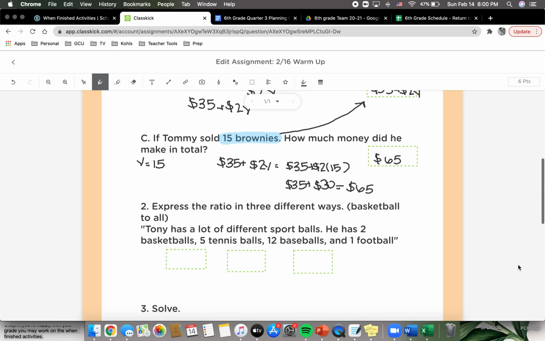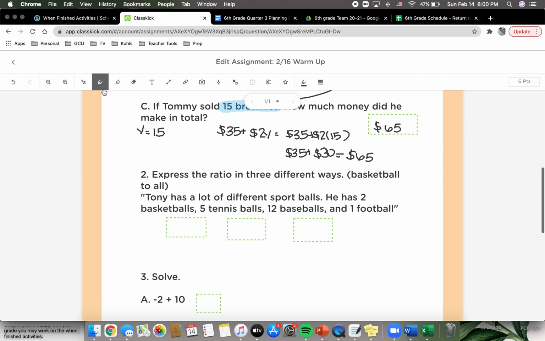Moving on to number 2, it says express the ratio in 3 different ways. Basketballs to all. Tony has a lot of different sport balls. He has 2 basketballs, 5 tennis balls, 12 baseballs, and 1 football. We're trying to figure out his basketballs to all. Well, we need to know the all total, so we have to add all of these numbers together.